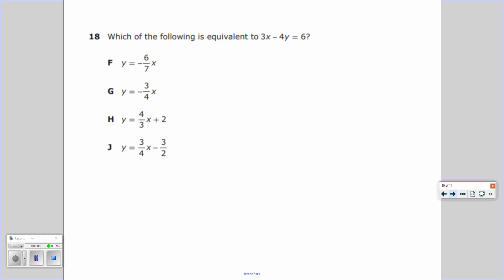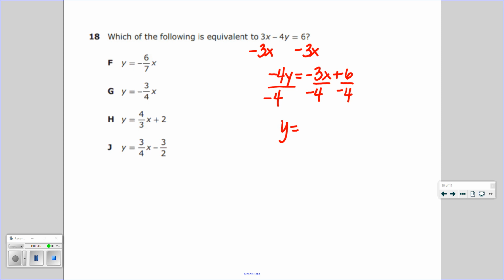So for the second problem, I'm going to do the same process. It just says which one is equivalent to 3x minus 4y equals 6. And all of the answer choices are in slope-intercept form. So I'm going to convert this one to slope-intercept form, again, by subtracting the 3x. So I get negative 3x plus 6, and then I divide by negative 4. So negative 3x divided by negative 4 is a positive 3/4 x. Positive 6 divided by negative 4 is negative 3/2. And that's how we got that answer.